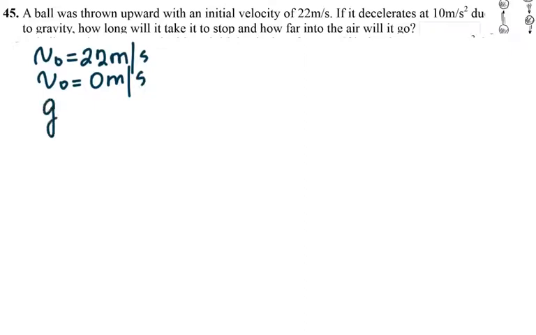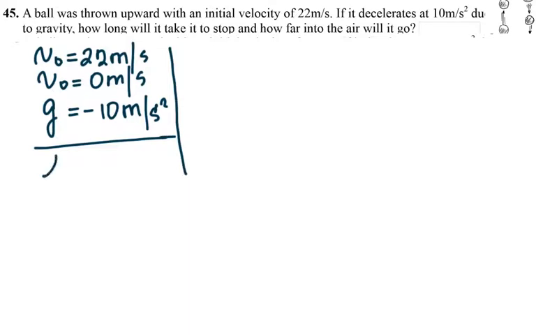Here's another question. In this case, you have an initial velocity of 22 meters per second. It will eventually stop, so the final velocity is going to be 0 meters per second. The acceleration, again, acceleration due to gravity, is negative 10 meters per second squared. And the question is, how high into the air will it go? And how long does it take to reach the highest point?